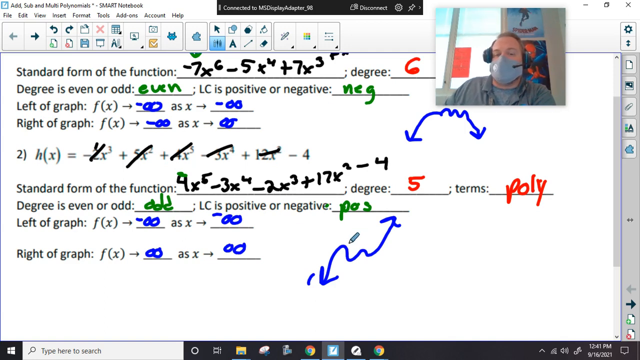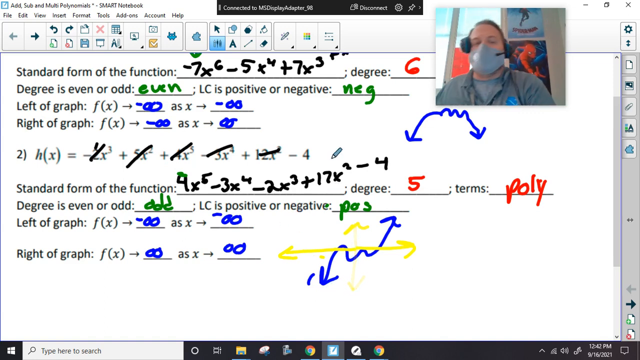Now, when it says left, it's as if this is our y-axis, as we go this way or as we go this way. Does that make more sense? All right, much more sense.